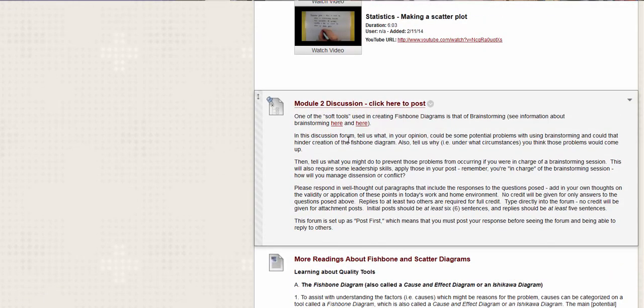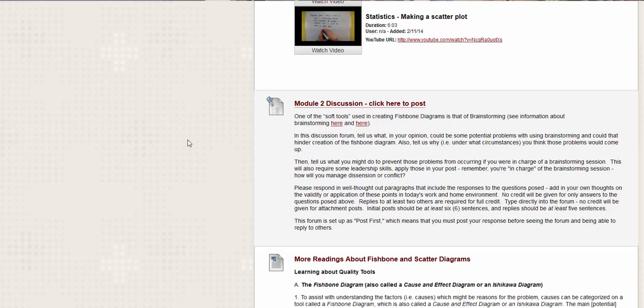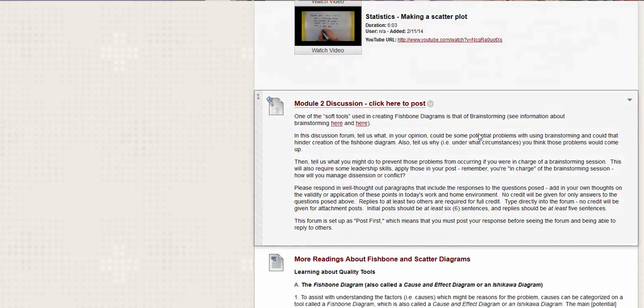Okay, so your Module 2 discussion is: one of the soft tools used in creating fishbone diagrams is that of brainstorming. So you have to use brainstorming to be able to do it. So there are articles about brainstorming here and here. In this discussion forum, tell us what, in your opinion, could be some potential problems with using brainstorming that could hinder creation of the fishbone diagram. So you need to watch the videos and read the articles first. Tell us why, i.e. under what circumstances you think those problems could come up. Tell us what you might do to prevent those problems if you were in charge of a brainstorming session.